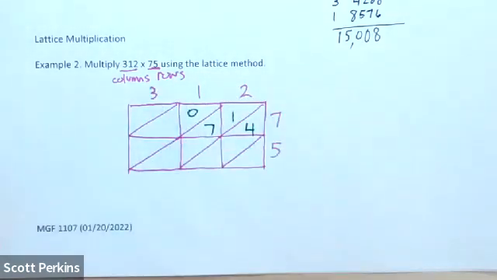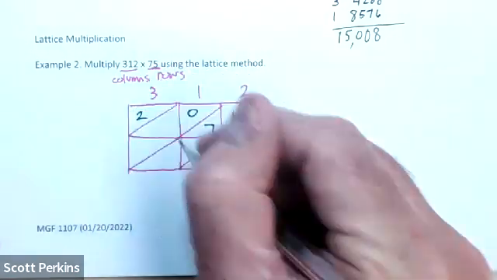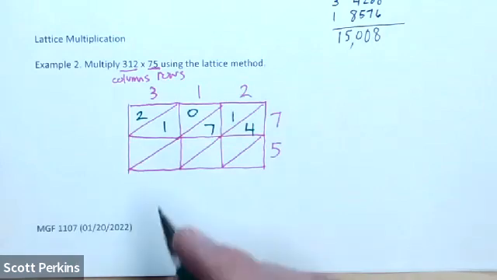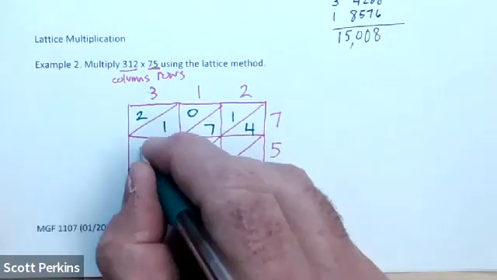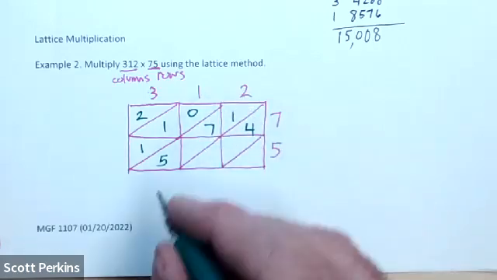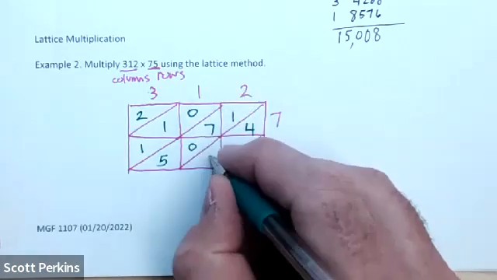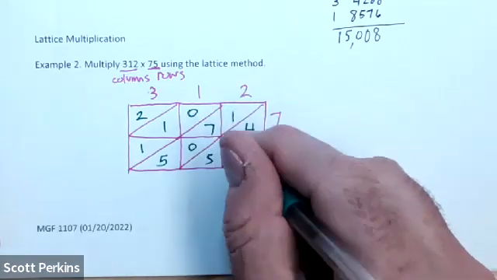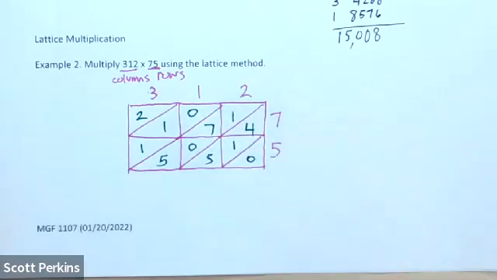3 times 7 is 21. So a 2 above the diagonal, a 1 below. 3 times 5 is 15, so a 1 above and a 5 below. 1 times 5 is 5, so 0 above, 5 below. And then finally, last but not least, 2 times 5 is 10, so a 1 above, a 0 below.